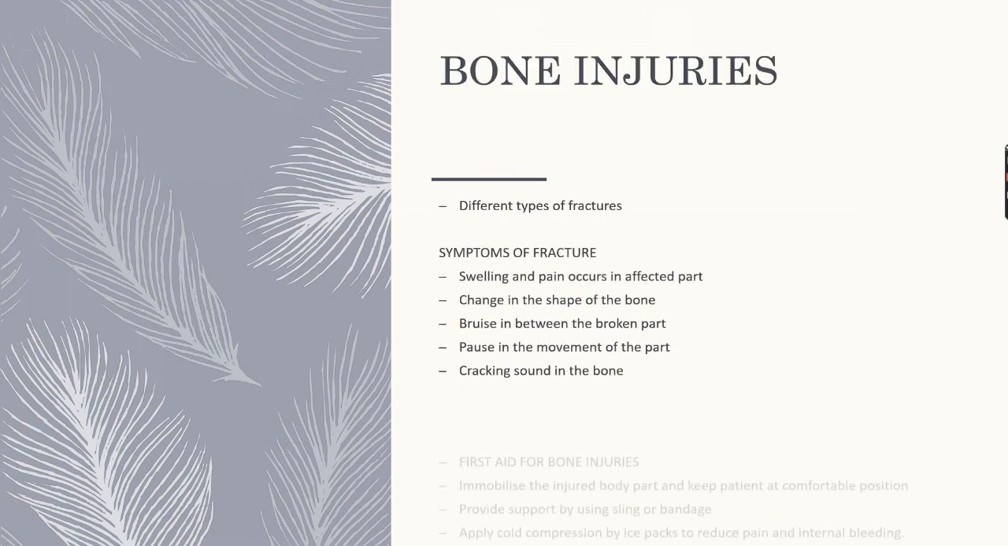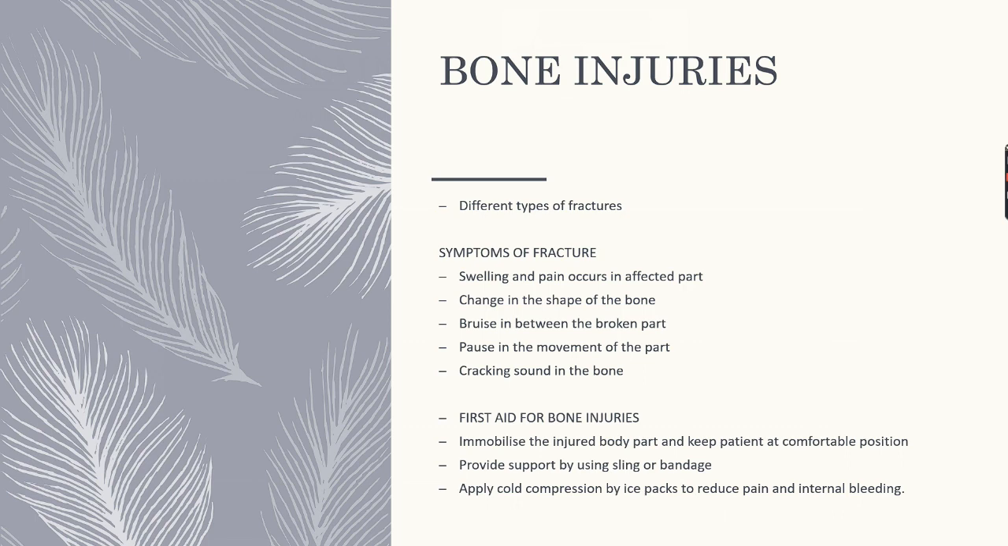Bone injuries. Different types of fractures. Symptoms of fracture: swelling and pain in the affected part, change in the shape of the bone, bruise in between the broken part, loss of movement of the part, cracking sound in the bone. First aid for bone injuries: immobilize the injured body part and keep the patient in a comfortable position. Provide support using a sling or bandage. Apply cold compression with ice packs to reduce pain and internal bleeding.